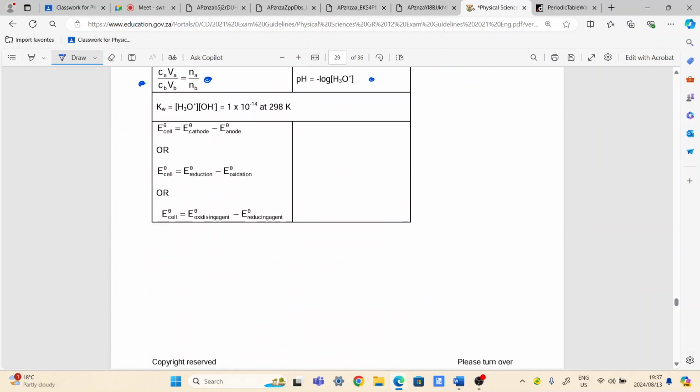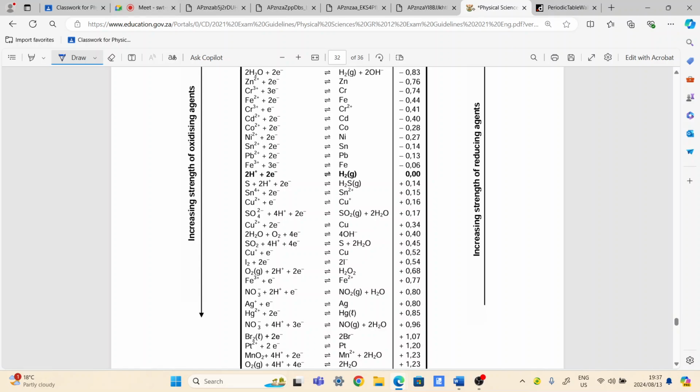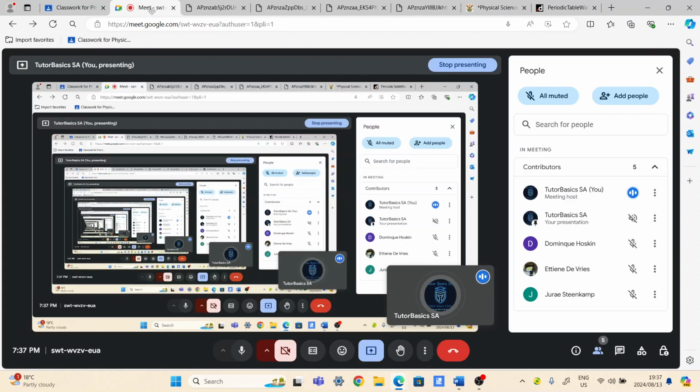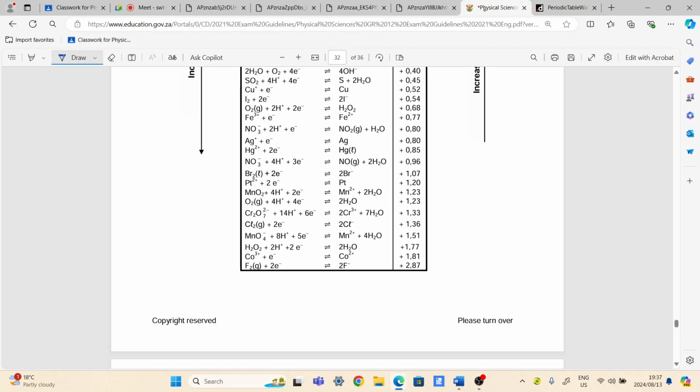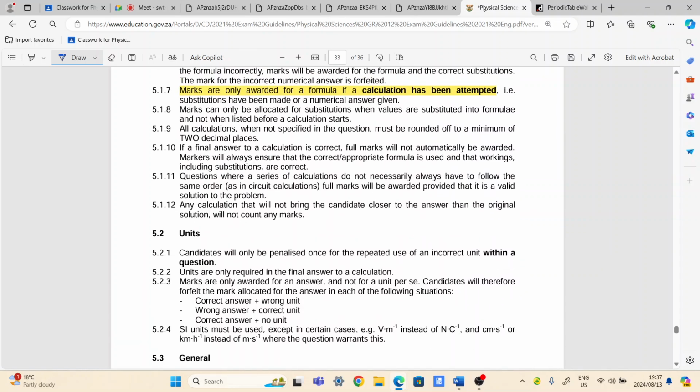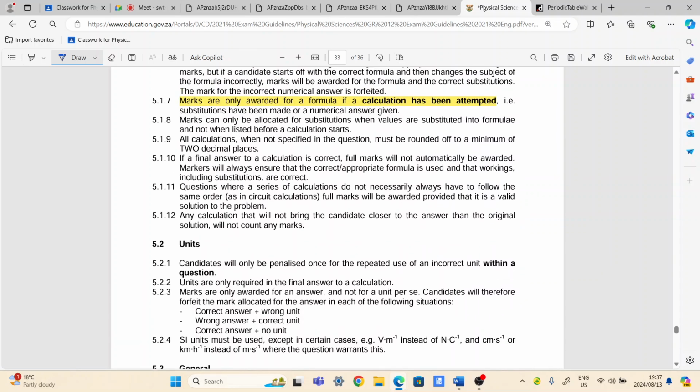Alright. Does everyone understand me so far? Are we still okay with what I've gone through so far? Yep. Okay, awesome. Let's go back to that mark allocation. Alright.